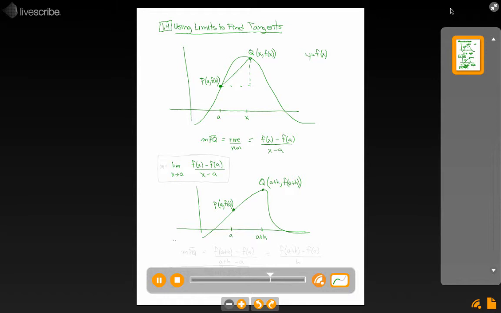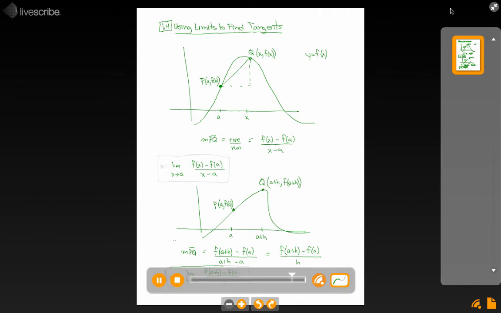Now, it seems kind of weird to do that, but when we do the rise over run, the slope of PQ is going to be f of A plus h minus f of A divided by A plus h minus A, which makes the denominator simplify quite nicely down to an h. So equation 2 that they're referring to in your book for the slope of the tangent says: what's the limit as h approaches 0, in other words, as the distance between P and Q approaches 0, of f of A plus h minus f of A over h.